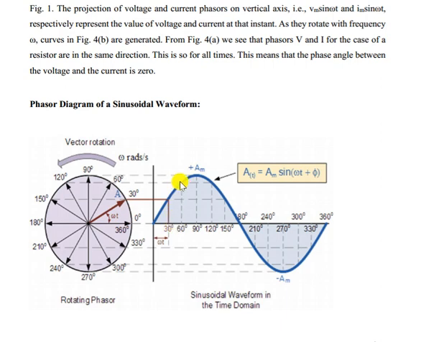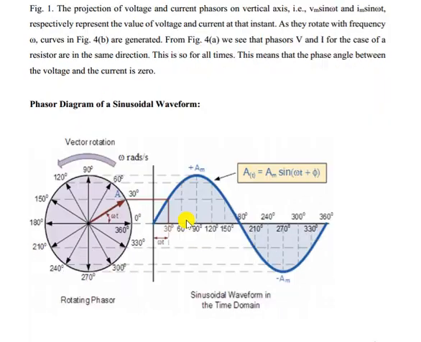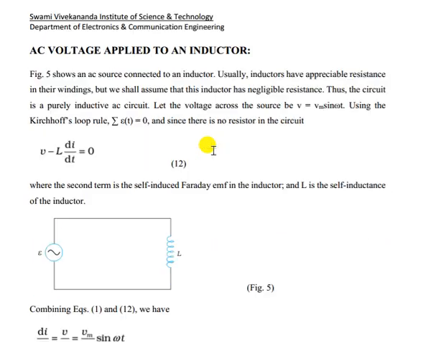Similarly for 60 degrees, if we draw this line to here, then this angle is 60 degrees, and the perpendicular line will be this value of A. Now for 90 degrees, if you draw it, this is 90 degrees from the 0 location, and this value is nothing but your Am. So this is the phasor diagram, and the vector rotation is anti-clockwise, with omega in radians per second.